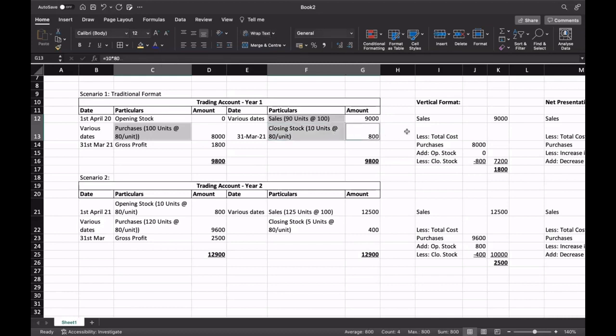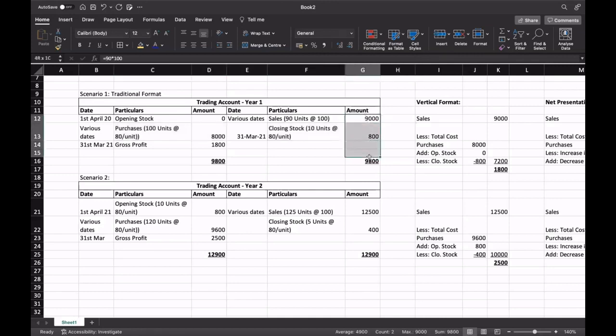If you capture this, what you are actually doing is, from the purchases of 100 units, you are subtracting 10 units, because purchases of 100 units is on the debit side and closing stock you are writing on the credit side. So this is like plus and minus. So 100 minus 10. Or say 8,000 minus 800. So effectively you are capturing net 7,200, which you are comparing with the sales of 9,000. So that will give the fair profit. Yes. So that's what we are going to do here.